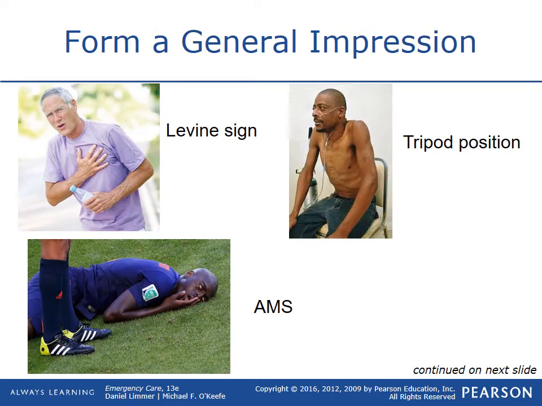So you see here some examples of those general impressions of body mechanics. Levine sign, just clutching of the chest for chest pain, the tripoding position. You see the gentleman in the picture here having those intercostal muscle retractions. The muscles in between his ribs are sucking in. He's got his hands on his knees, tripoding position, using muscles in the neck. You start seeing those little indicators knowing that that's a critical patient. And then altered mental status. Somebody who's laying there unconscious, very bad sign, that is a critical patient.